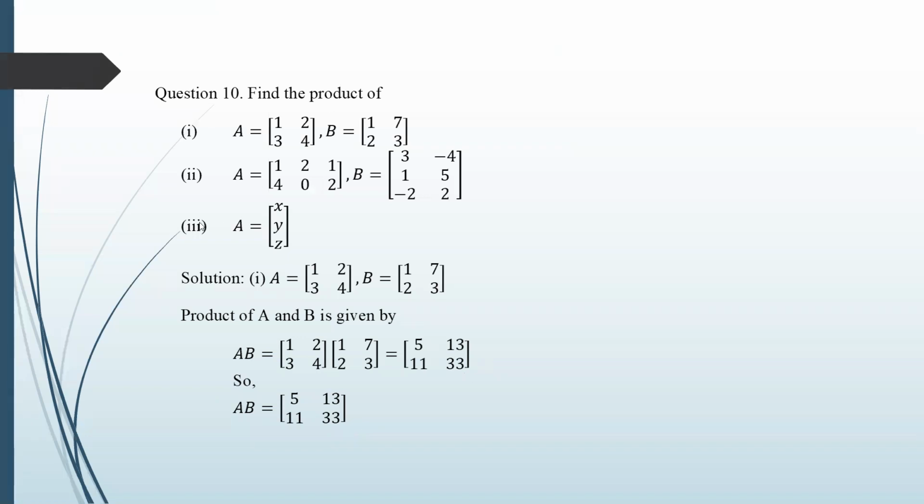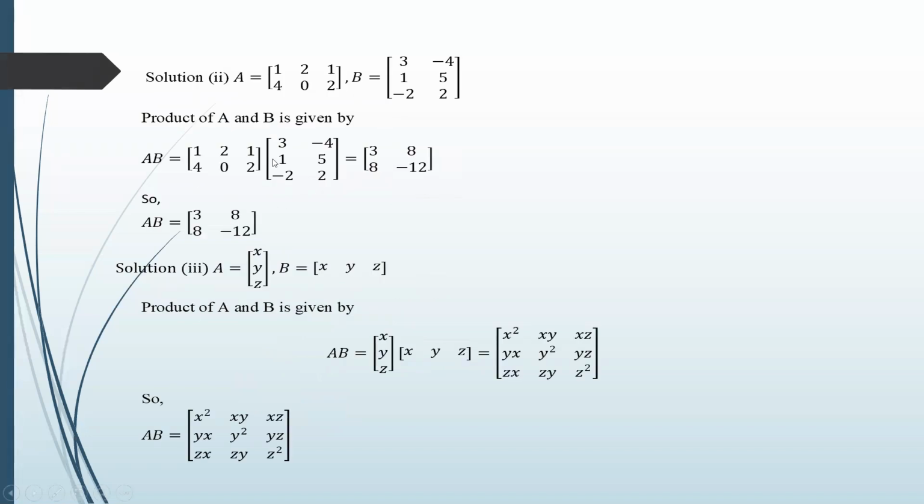Now we go for the checking part, where A is equal to this and B is equal to this. Here the order of A is 2 by 3 and the order of B is 3 by 2. It means the number of columns in A is equal to the number of rows in B, so the product is conformable. And now the product of A and B will be this. After multiplying both these matrices, we get 3, 8, 8, minus 12.